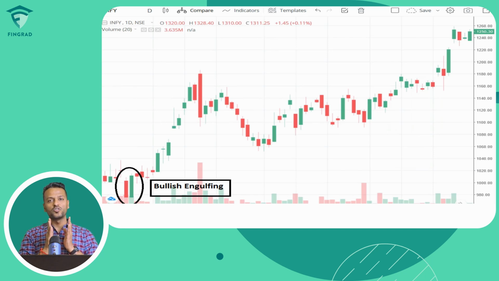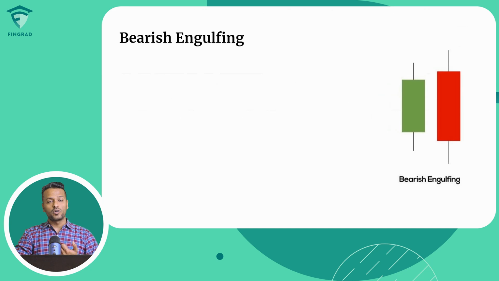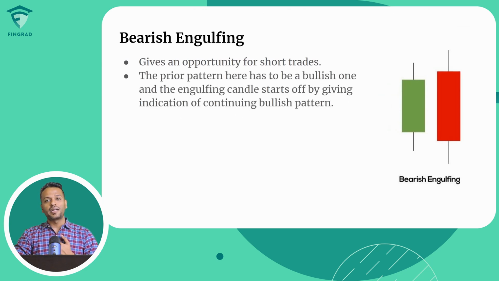So this is how strong this pattern is. If you spot it at the right time and you get a right entry, the risk to reward ratio is also very good for the trades. Again, what is bearish engulfing? It is exactly opposite of the bullish engulfing pattern. This pattern actually gives you bearish trades or short trades in the market. The prior pattern, if it's bullish, then the confirmation comes once the formation happens and you get very good risk to reward trades in the market.